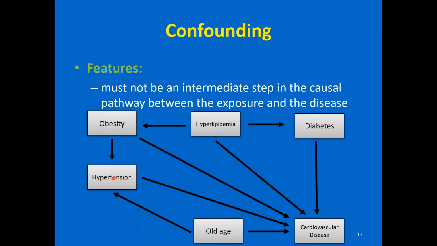Looking at the association between hypertension and cardiovascular disease, either a confounder or a mediator, it's associated with the exposure, associated with the outcome, and indeed not in the causal pathway. This makes old age a confounder to the association between hypertension and cardiovascular disease.